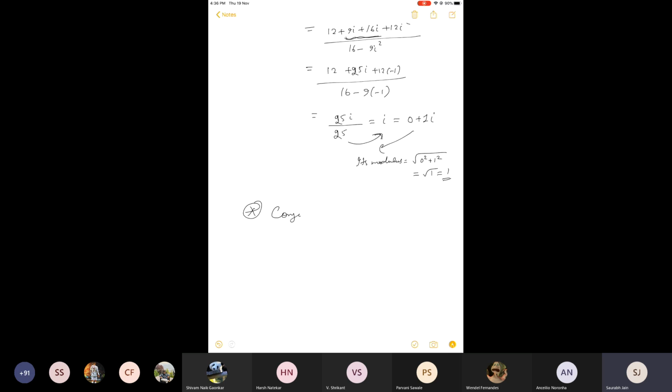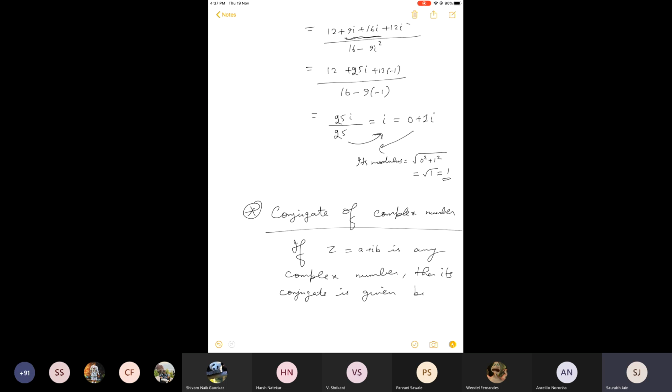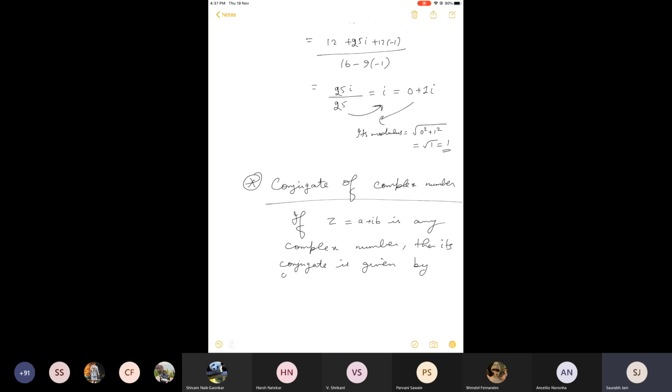Then another important term related to complex number is conjugate. Actually, we are already discussing it from rationalization, but let us discuss it separately. Conjugate of a complex number. It is very easy. If z equals a plus iota b is any complex number, then its conjugate is given by. Conjugate means conjugate complex number is given by.